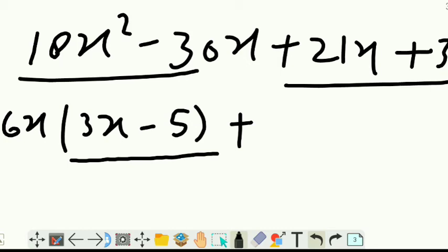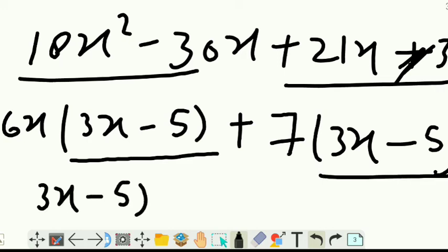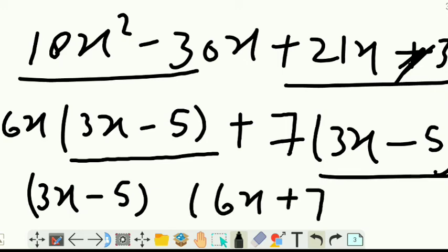Now again, what can we take common? 7. We will take the common 7, it is minus 35, so it will come 3x minus 5. So we will write 3x minus 5 in 2 brackets: 3x minus 5 and 6x plus 7. It is the factor of this quadratic equation. Okay, got it?